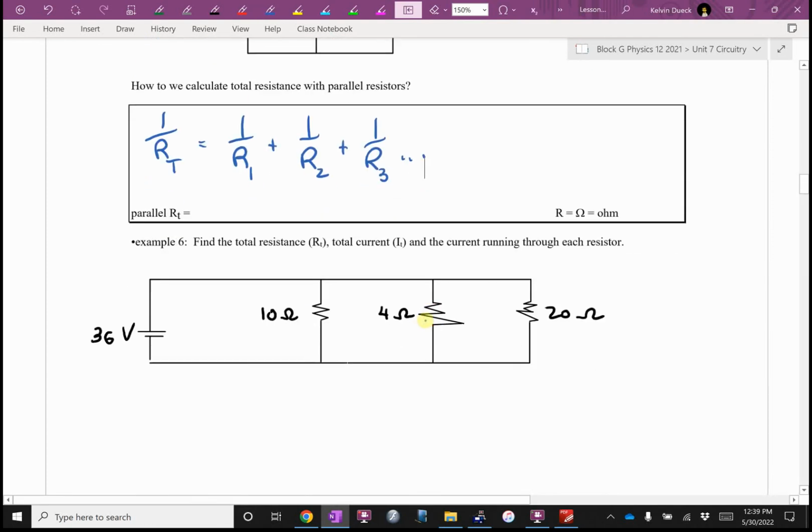Example 6 says, find the total resistance, R total, the total current, I total, and the current running through each resistor. Now, I got to be honest, this particular circuit, I can actually solve.